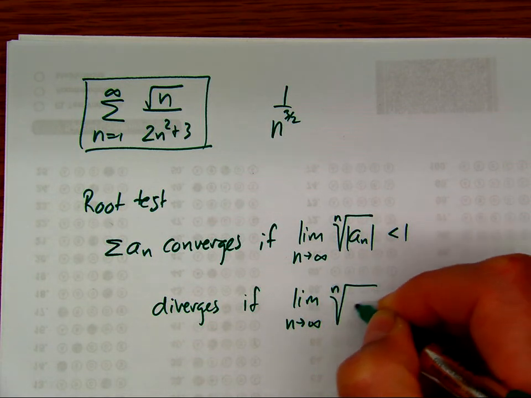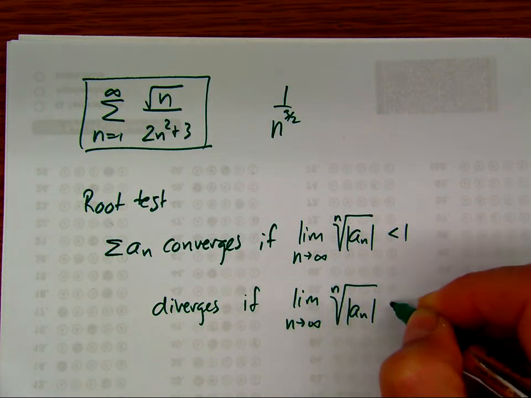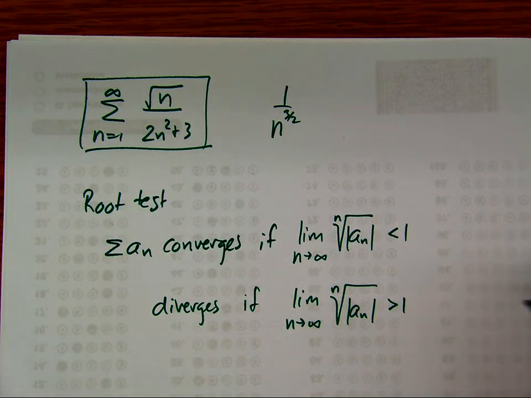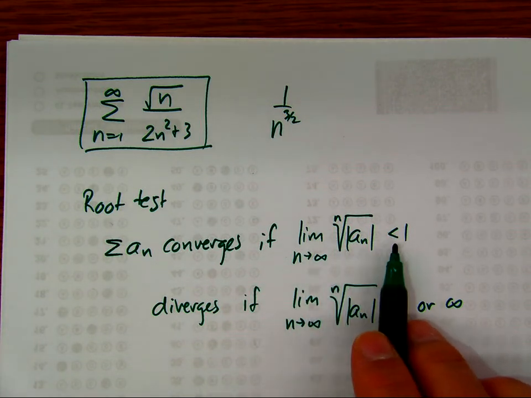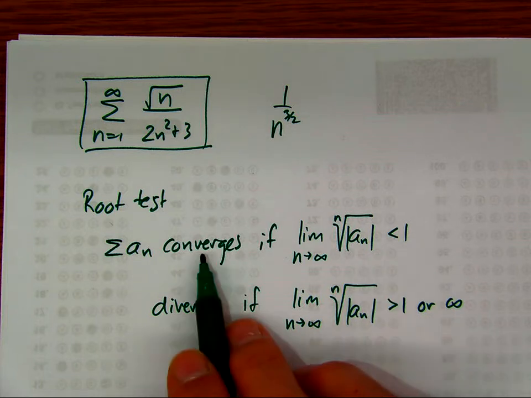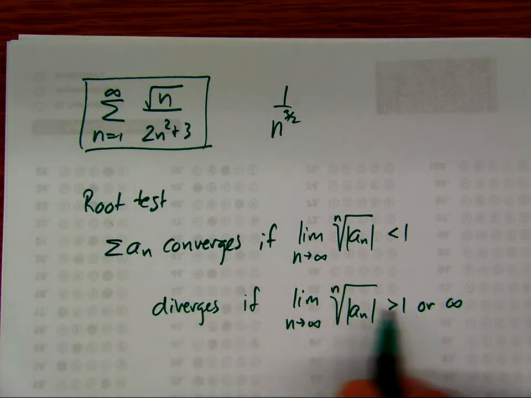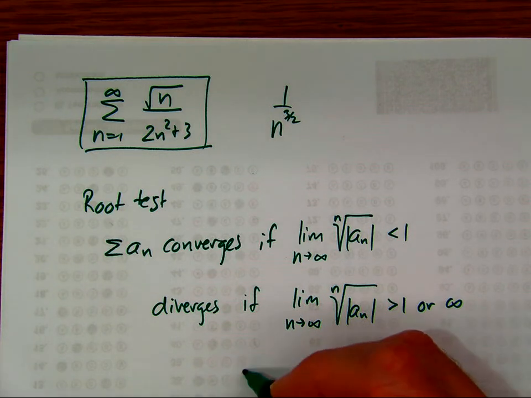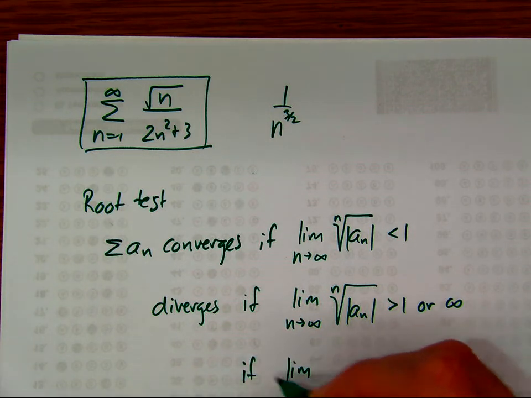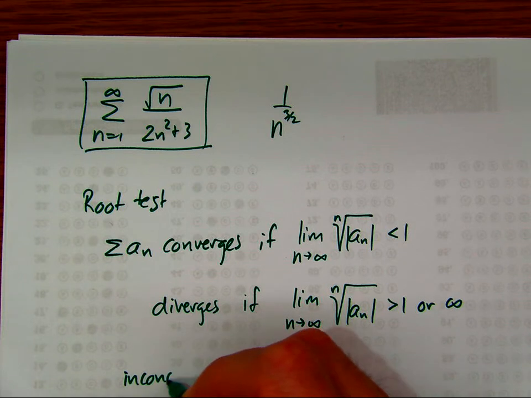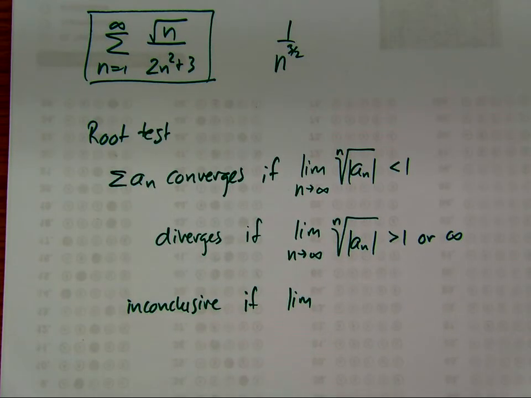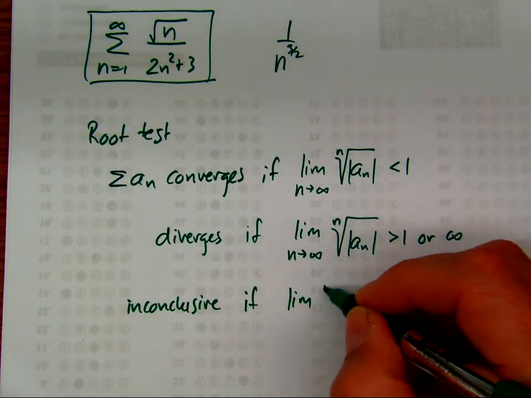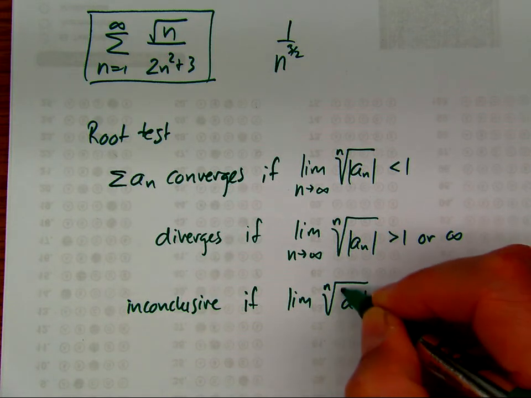And here we do the nth root. So we take the limit of the nth root, and if the limit of the nth root of the sequence is less than 1, then the series converges. Greater than 1, the series diverges, and the test is inconclusive if the limit of the nth root is equal to 1.